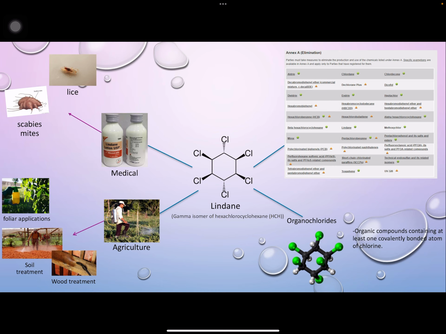Now moving on to the left hand side, this chemical mainly contributed to two fields. First of all, it contributed in the medical field. It treats lice and scabies. However, due to its toxicity, this option of treatment is considered a second-line treatment. Another field is the agricultural field, due to its ability to be used as a broad-spectrum insecticide.